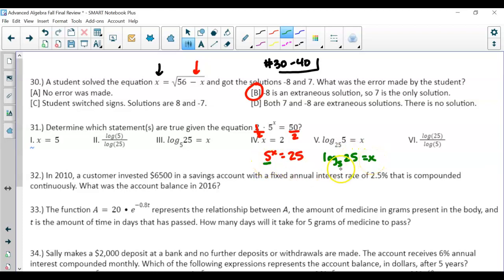So again, the base bottom. That's why the answer is 3 and not 5. Then you could set this up, change of base. So this is log of 25 divided by log of 5, because again, base bottom. That's why the answer here is 6 and not 2. Then put that in the calculator and you get x is equal to 2, not 5.